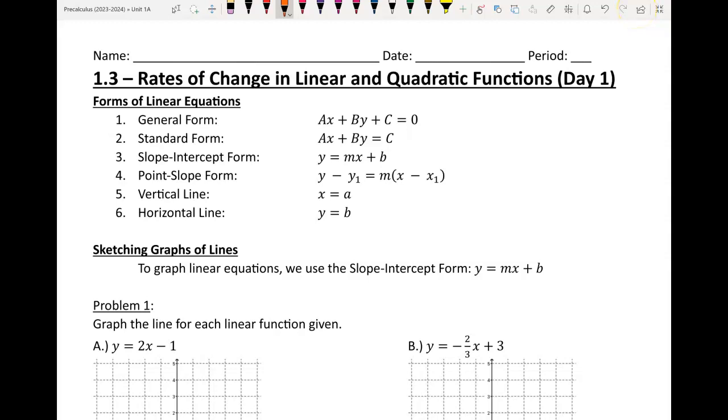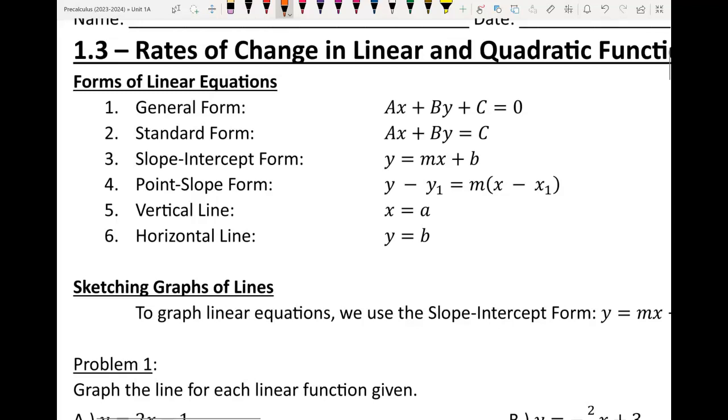Okay, so where have we seen these? Have we really seen number 1 before? Ax plus by plus c equals 0? Not really, right? What about standard form? Ax plus by equals c. One we have, actually. We just haven't used it a lot.